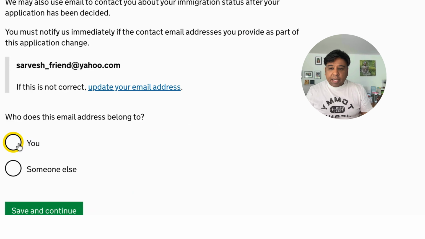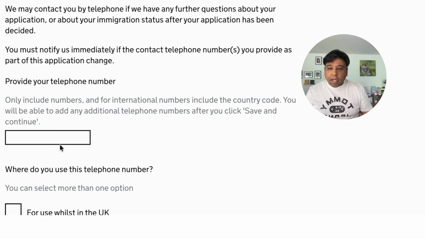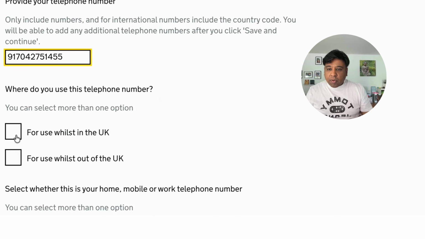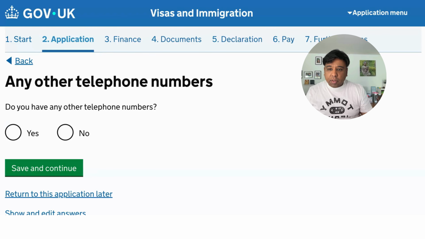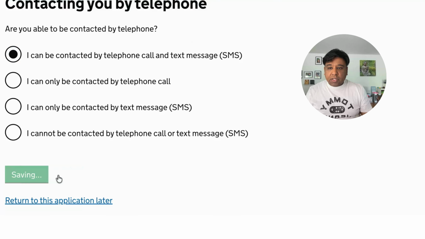And is this your email? Say yes. Click save and continue. Do you have another email? Say no. Write your mobile number. So I'm going to assume, say, this is the number. Please make sure you don't leave any gap whilst you are outside the UK. This is your mobile number. Click save and continue. Do you have any other telephone number? So in this case, you can give the telephone number of your husband, but in this case, I'm just saying no. I can be contacted by telephone call and text message.